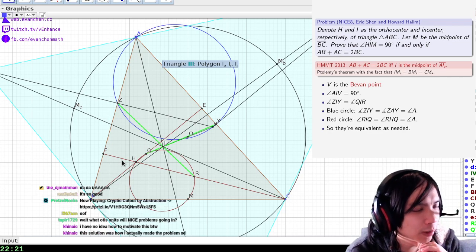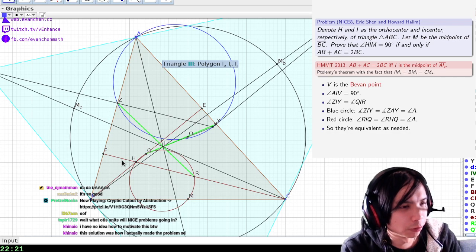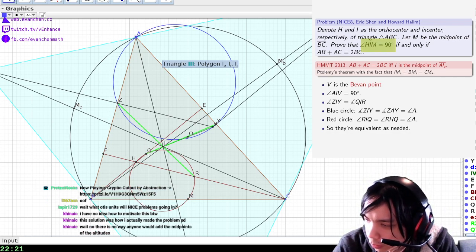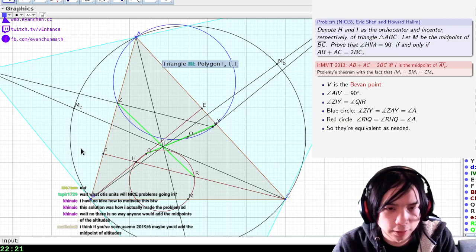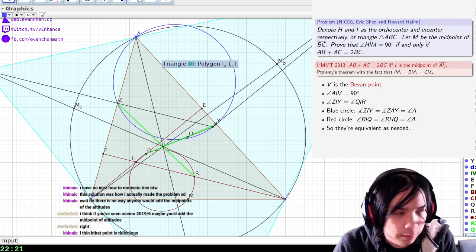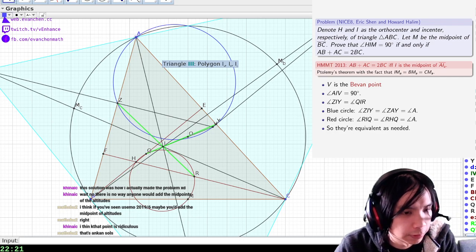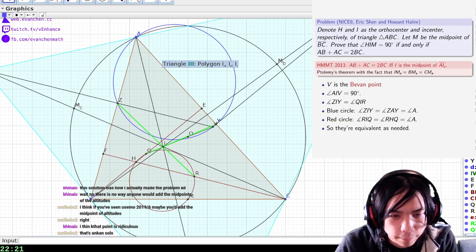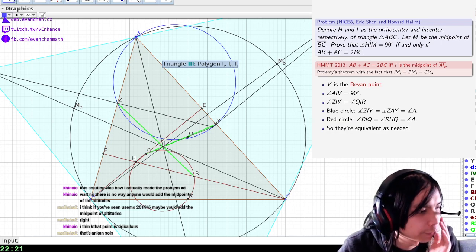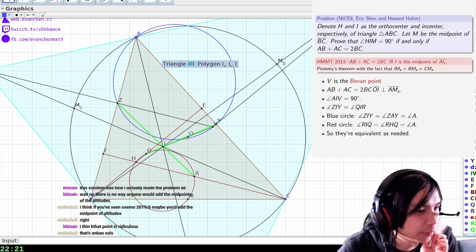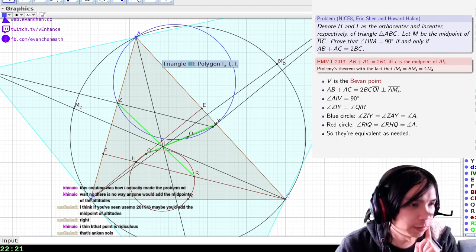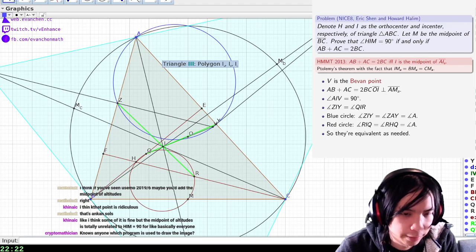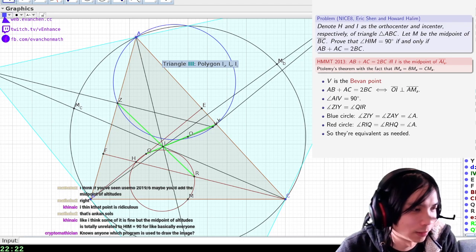Both of these are right angles, it's not like they're random. One condition is HIM is 90. The other condition is AB plus AC equals 2BC if and only if OI is perpendicular to AMA. So if you have the blue and red circles, it makes sense what's going on. Both conditions are equivalent unconditionally to a certain quadrilateral being cyclic. So analyze the cyclic quads, right?